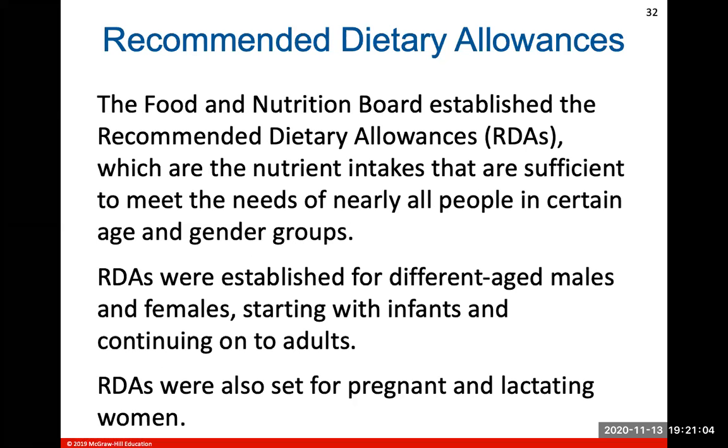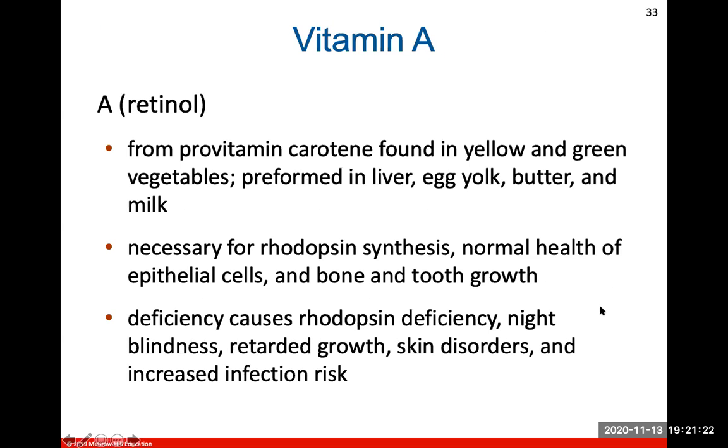And the Food and Nutrition Board established these recommended dietary allowances, which are nutrient intakes that are sufficient to meet the needs of nearly all people. RDAs were established for different aged males and females, starting with infants and on to adults, and they are also set for pregnant and lactating women. So now we'll go through some of your vitamins.